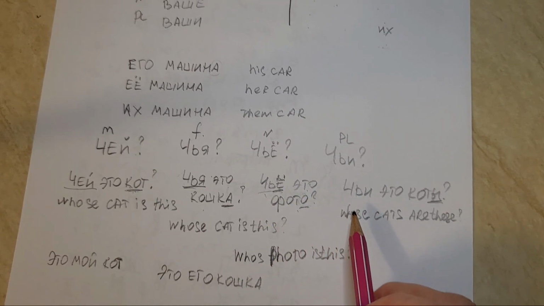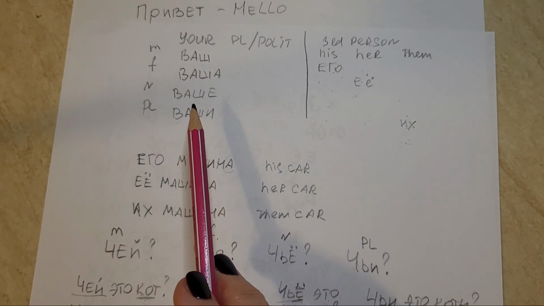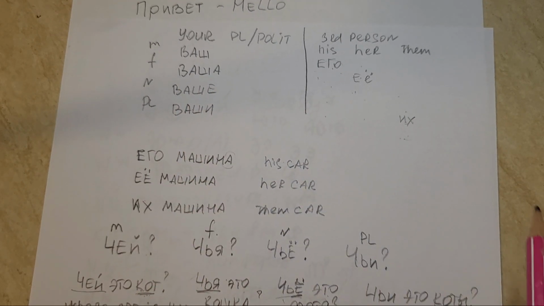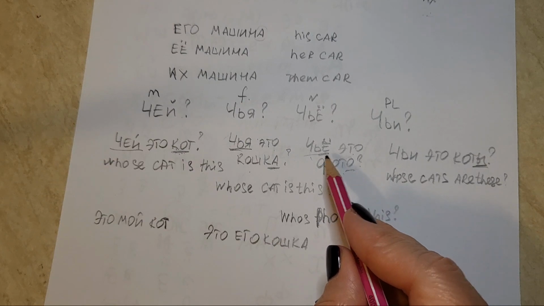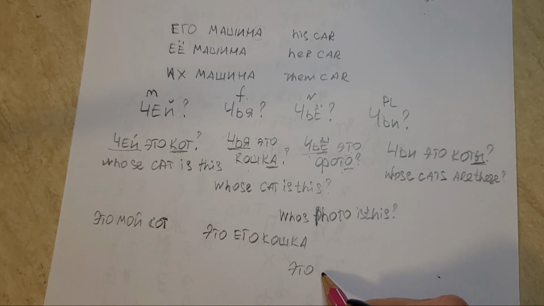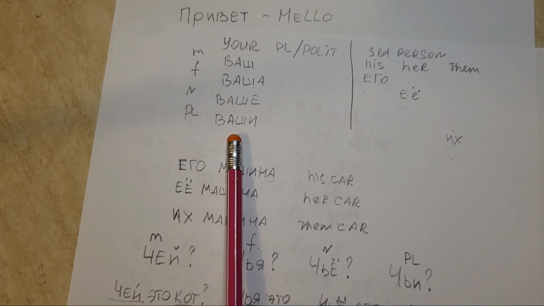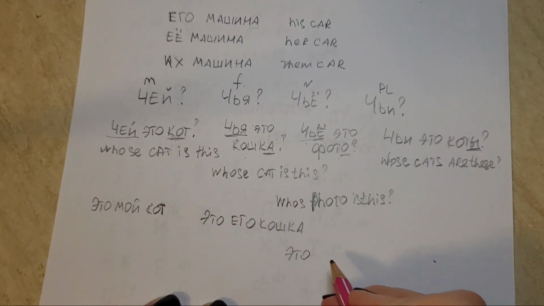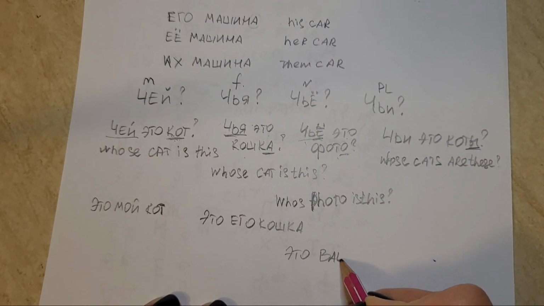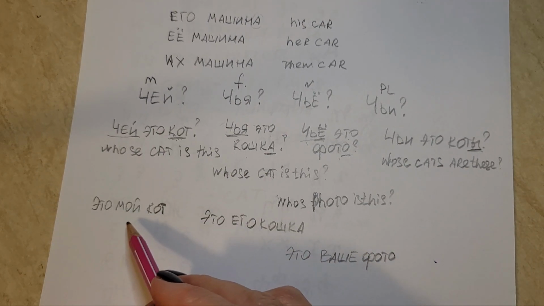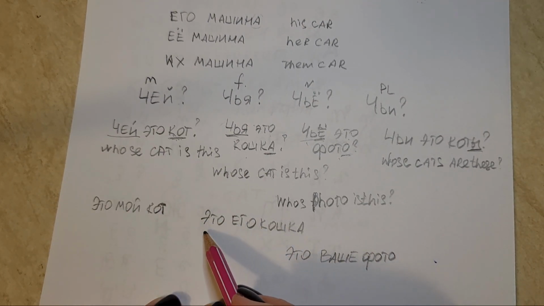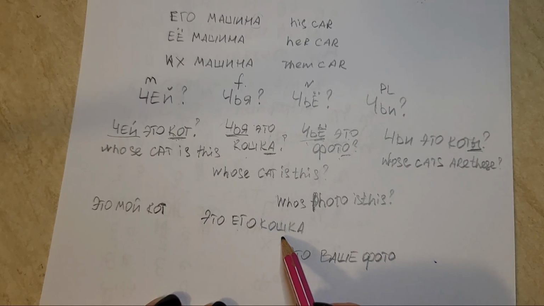Чье это фото? Let's put your, plural. Чье это фото? Это. What will you choose? We have photo, neuter, and so we'll put neuter. Это ваше фото. This is your photo. Это мой кот. This is my cat. Это его кошка. This is his cat. This is your photo. Это ваше фото.